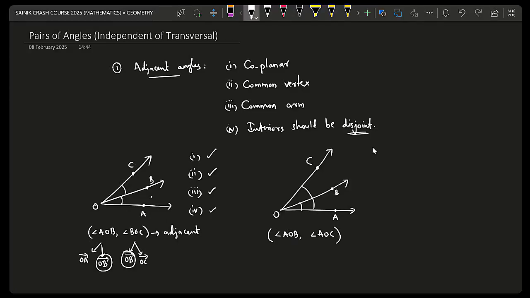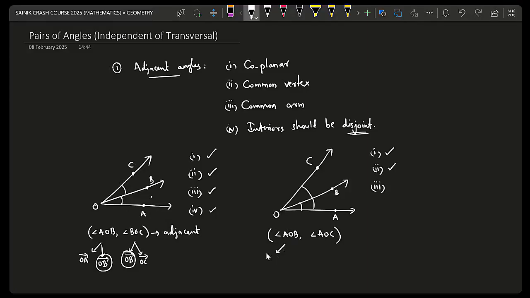First condition. They should be coplanar. Yes, these two angles are on the same plane, so they are coplanar. Second condition. They should have a common vertex. For angle AOB, the vertex is O. For angle AOC, the vertex is O. So they have a common vertex. Yes, satisfied.